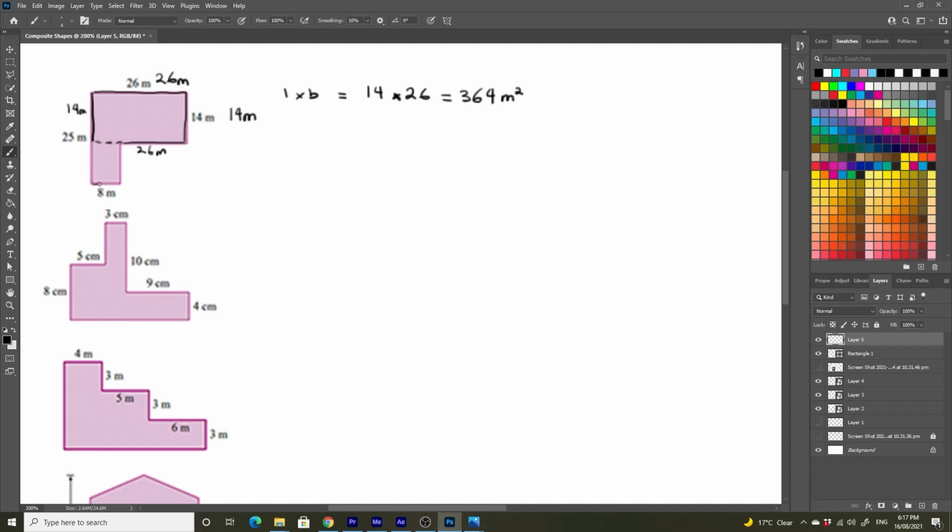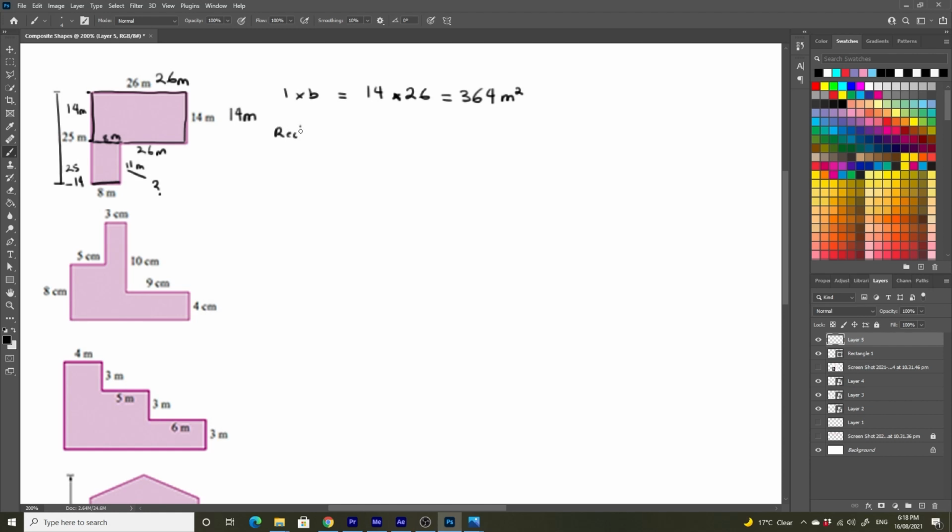Well, we know this side is 8 meters, which means this side is also 8 meters. But what is this side here going to be, and by association this side here? Well, this whole length from here to here is 25 meters, and we've used up 14 meters of it on this first shape. So the length here is going to be 25 minus 14, and 25 minus 14 is 11. So our shape down here is going to be 11 meters by 8 meters.